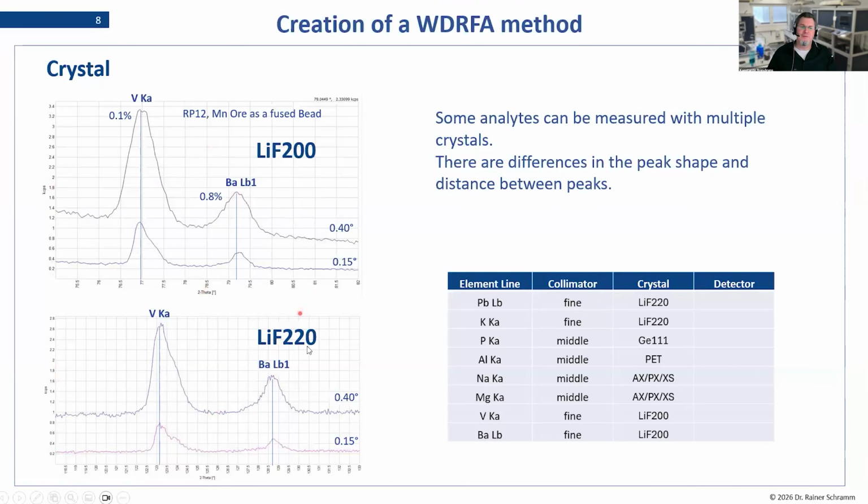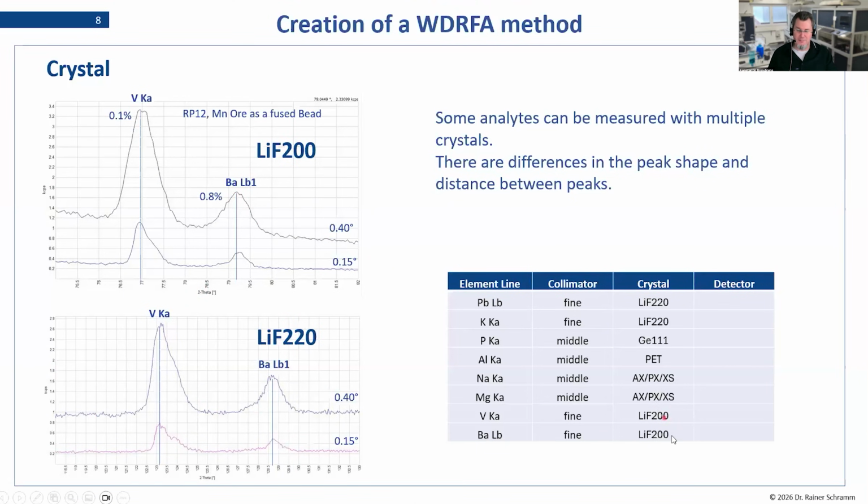So basically, the LIF 220 has a better resolution, making the peak a bit wider and more separate, but it has less sensitivity, so the peaks drop down a bit. And you can use this to your advantage if you have both of them available, to just select the one that gives you the best signal in the end.